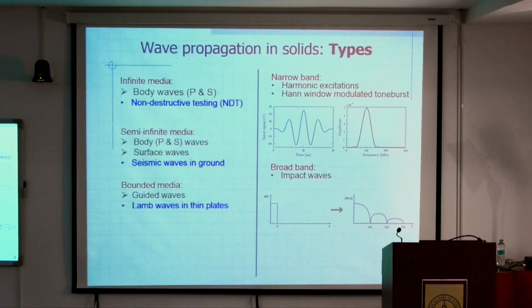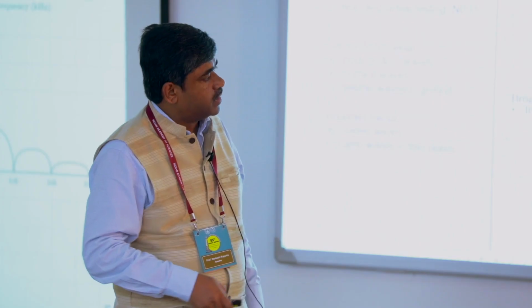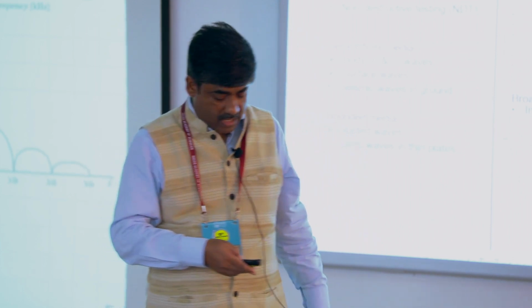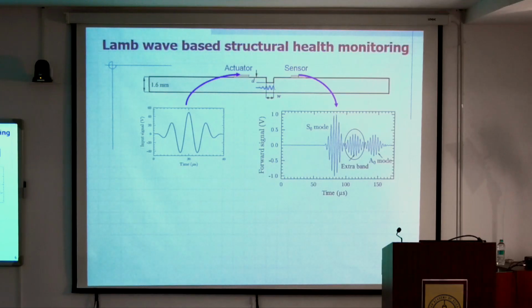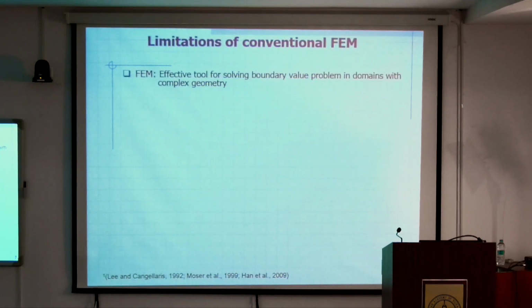On the other hand, you can classify the waves into narrow band as well as broadband. A narrow band wave is something where, if this is the amplitude and this is the frequency, the whole amplitude remains within a small band of frequency. On the other hand, if it is an impact loading, you have a wide band of frequency in which the whole thing is acting. So these are the same things I will not repeat.